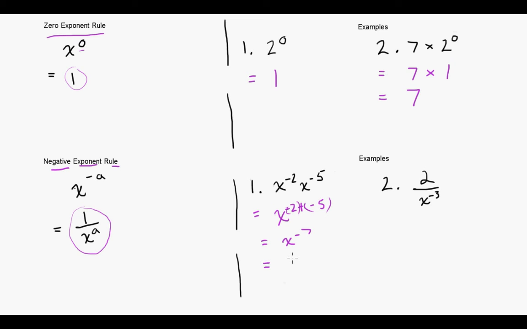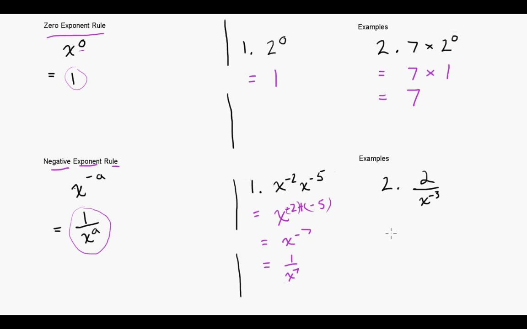Then we bring in our negative exponent rule and write that as 1 over x to the 7. Okay. There are different ways to solve this, but this is the most straightforward way, and using the proper rule first and then using the negative exponent rule will make your life simpler with more complex examples.